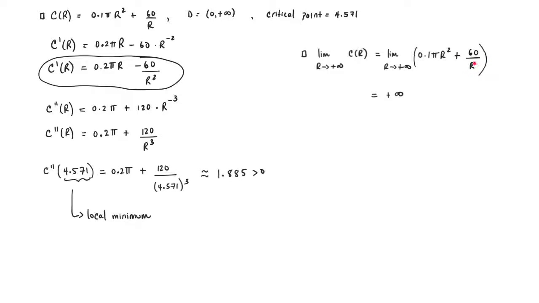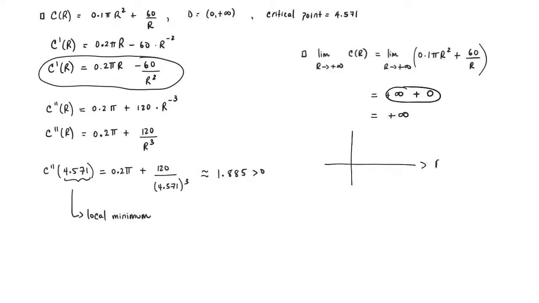Now let's see what happens with 60 over r. As r gets very, very large, the denominator is getting very, very large, the entire fraction then is going to go to 0. So then I'm going to have over here plus 0. Well, infinity plus 0 is not an indeterminate form. This is just positive infinity overall.